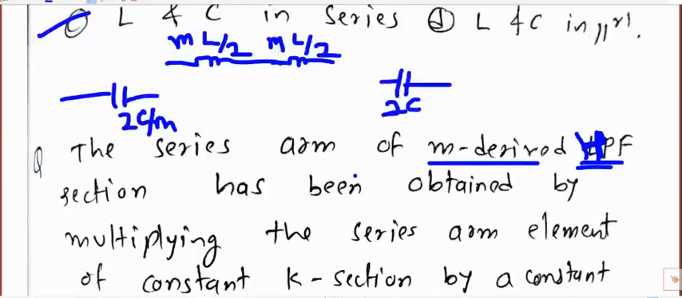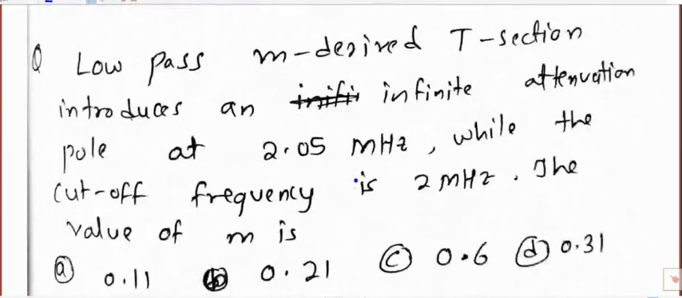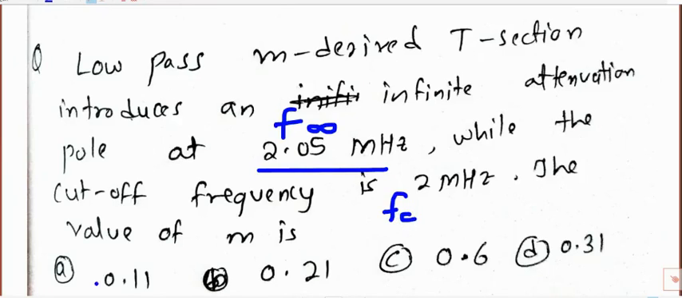These are some MCQs. Third one: a low pass M derived T section introduces an infinite attenuation pole at 2.05 megahertz. That means f infinity is given, while the cutoff frequency is 2 megahertz. That means fc is given. The value of M is? So you should pause the video and try to calculate.